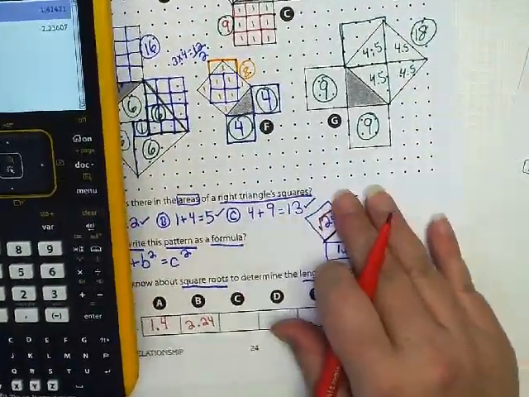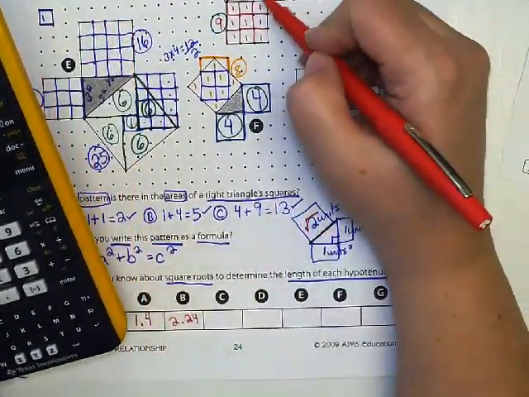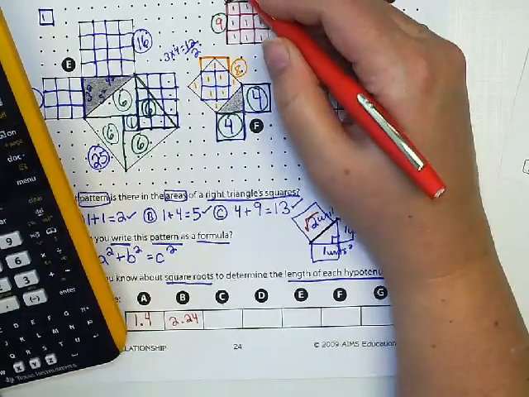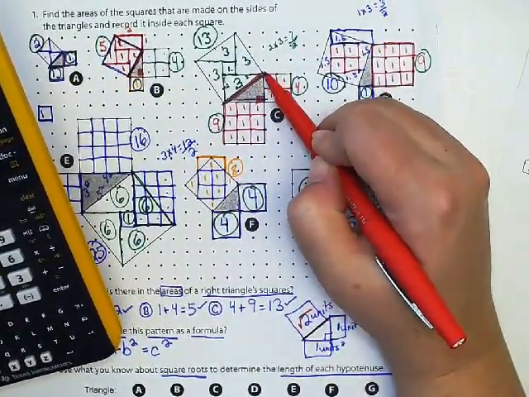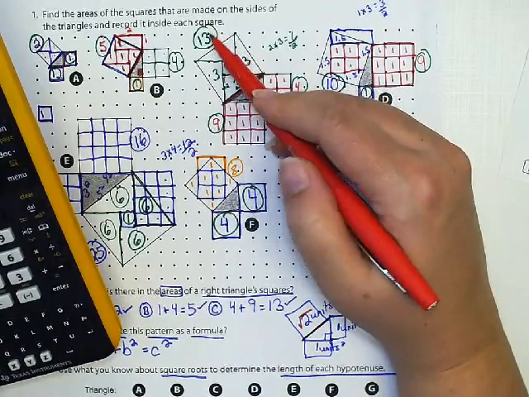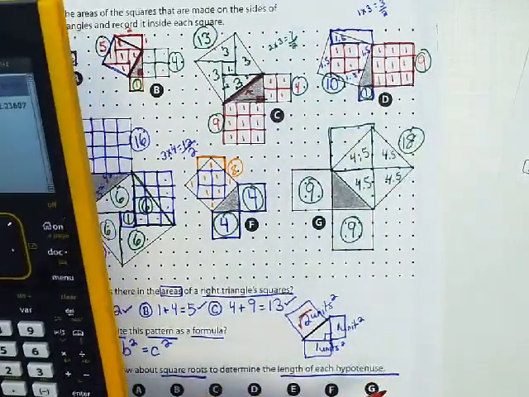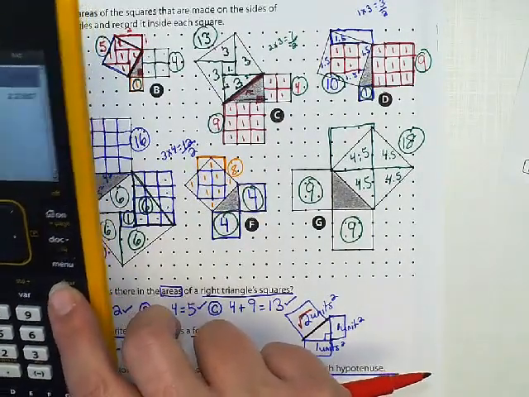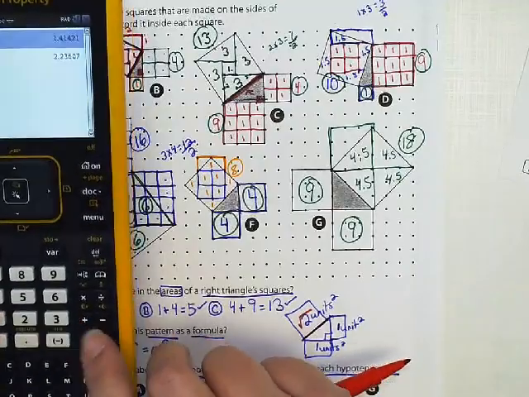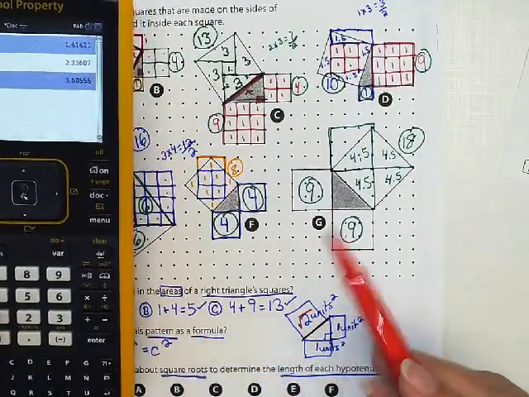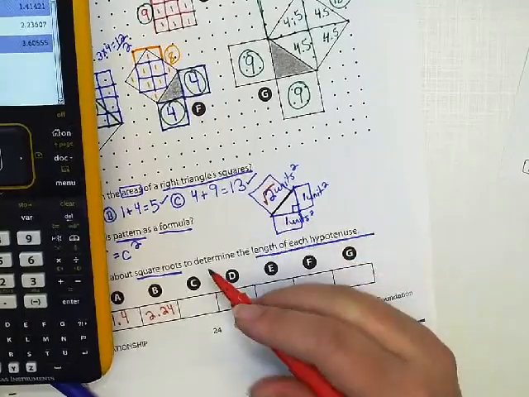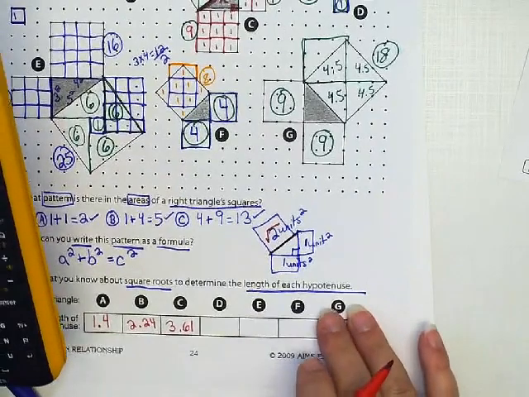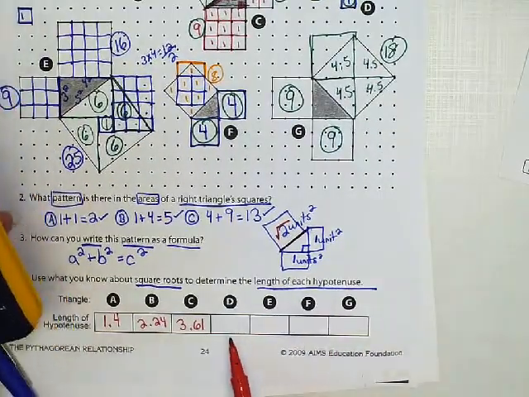Okay, C, the hypotenuse is across from the 90-degree angle. So we have to find the square root of our area, which is 13. The square root of 13 would give me 3.605, so we'll make that 3.61.